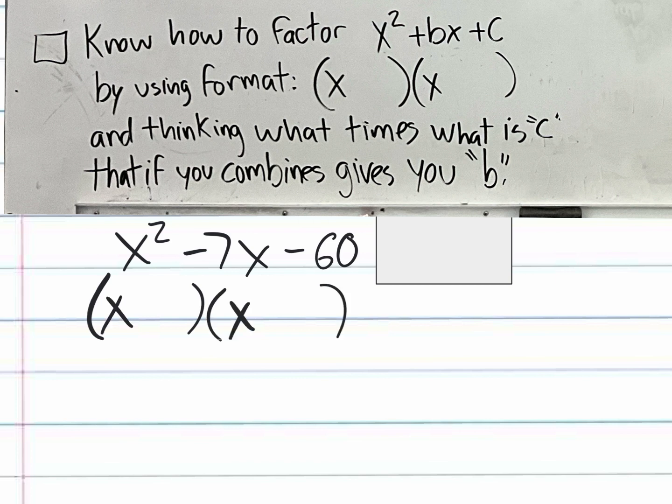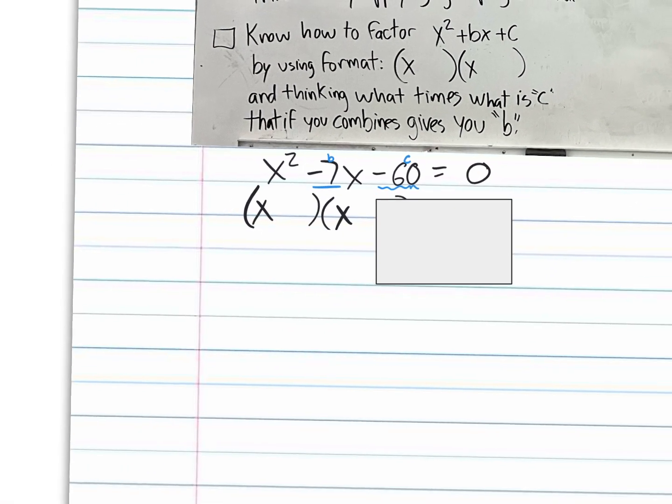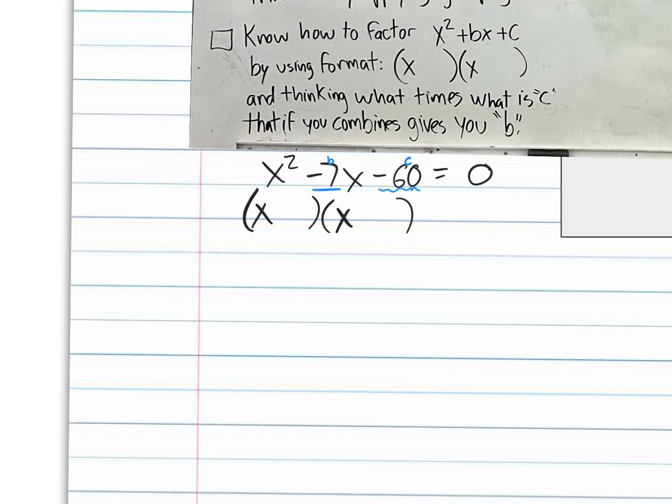And then it says, think what times what is c that if you combine together gives you b. So what times what is this c value that if you combine together is this b value? What times what is negative 60 that if you add together is negative 7? So I always say make a list, right? I'm going to make a list of the multiples of negative 60.